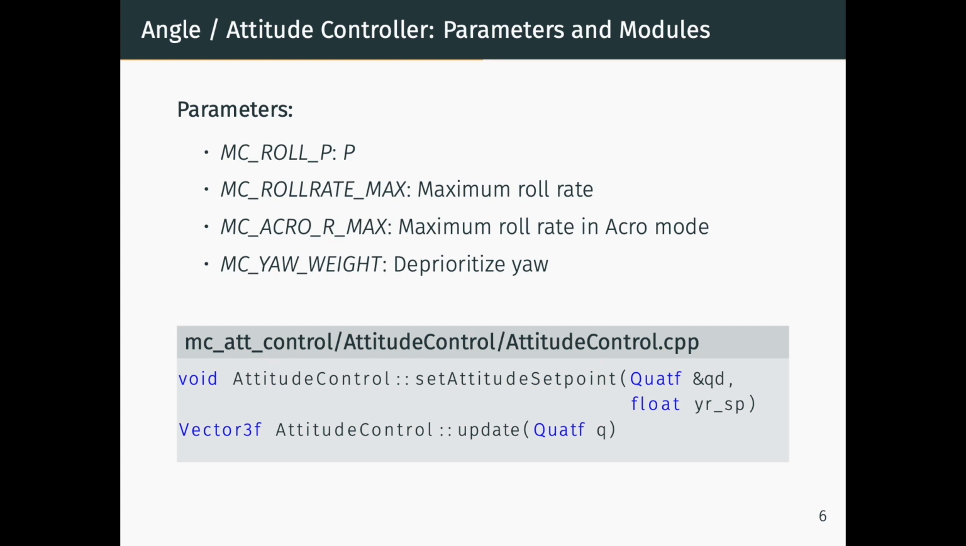Looking at the code, the angle controller is implemented in the MC att control module. In the attitude control.cpp file, the set attitude setpoint function is used to set the commanded angle. This function is important because it allows you to set the setpoint at a different rate than the controller is running. Remember, the velocity controller is running at 50 Hz and the angle controller at 250 Hz. That is why this function is needed. The control law is implemented in the update function. And this wraps up the angle controller.